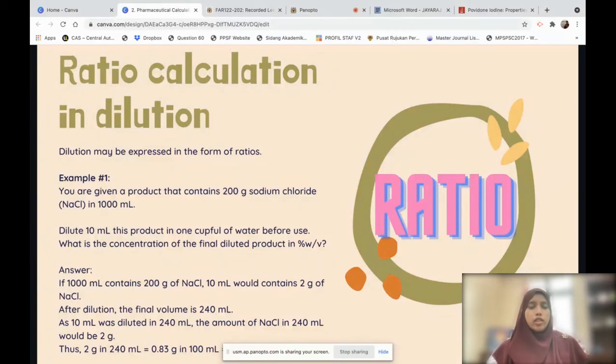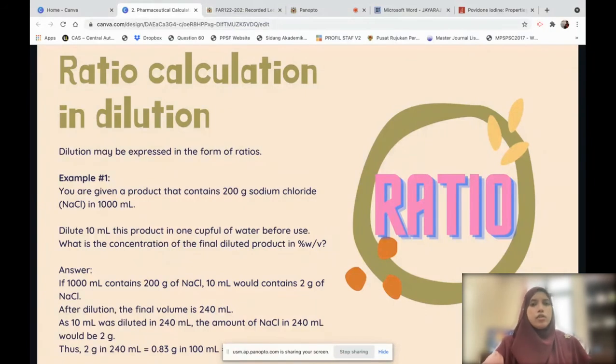So when we want to formulate such a product, we have to be sure of what is the suitable volume of water to be diluted with the product, so as to ensure that a sufficient amount of drug is available in the product after dilution. Okay, so I give you some example. One example of questions here.